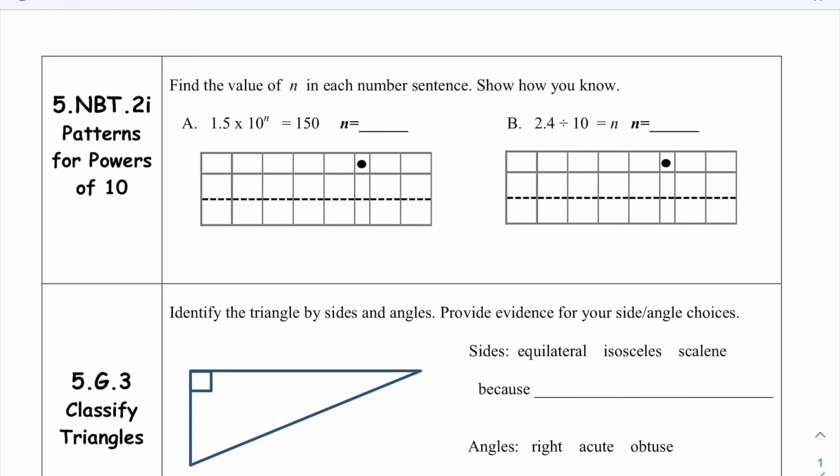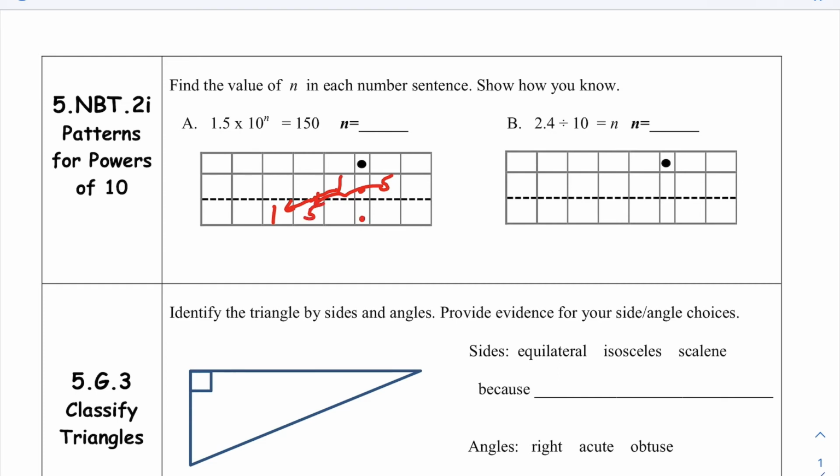And this is true for all positive numbers. So I have 1 and 5 tenths multiplied by 10 to the nth power equals 150. So that tells me my digits are going to shift to the left. So I start with 1 and 5 tenths. Now, I need to shift my 1 to the hundreds place. So one shift is going to get me to the tenths place, and another shift is going to get me to the hundreds place. Now the 5 needs to shift from the tenths to the tens. So one shift, 2 shifts.